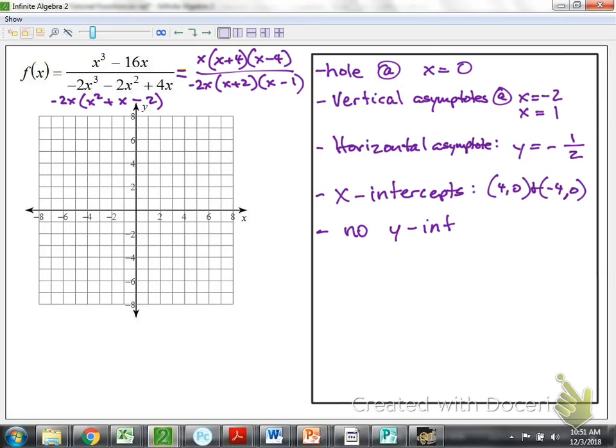What's the domain? These are all questions that I could ask you and will ask you on a quiz or final exam. What's the domain of this function? It's everything except for the values that make the denominator 0, right? So what are those values that make the denominator 0? -2, 1, and 0.